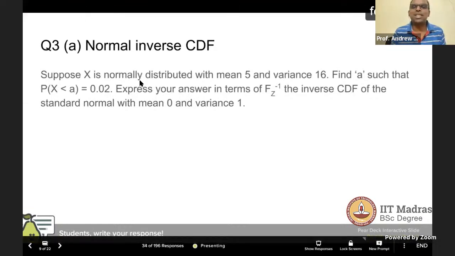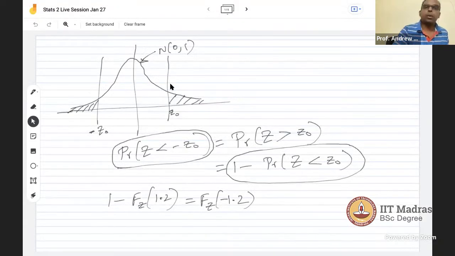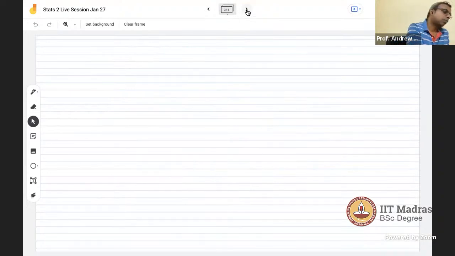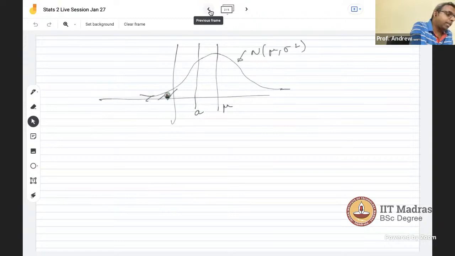A lot of people are saying I'm asking too easy questions, so maybe I got a little carried away. Let me go back to this Jamboard here and try and write it down. So I have a normal distribution, and let's say this is mu, and this is normal mu sigma square. And there is an A here, and I'm interested in this area. What is this area? Many of you are able to answer very quickly. You say FZ of what? A minus mu by sigma, isn't it?